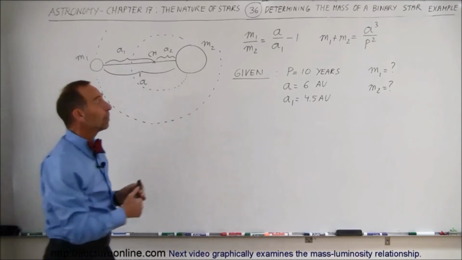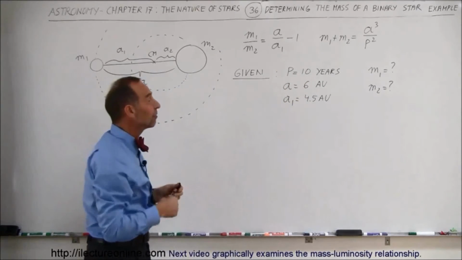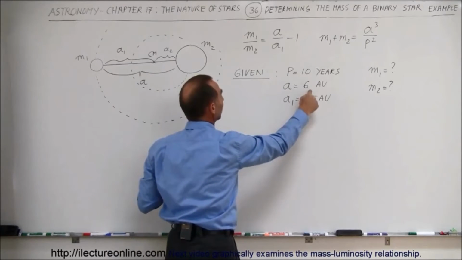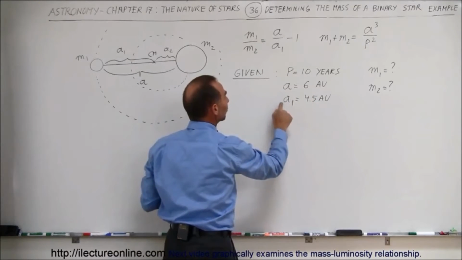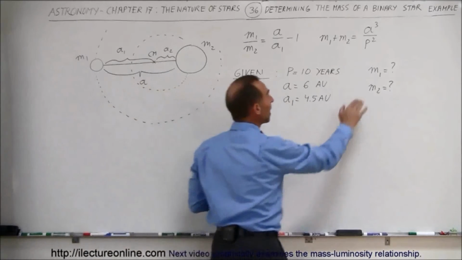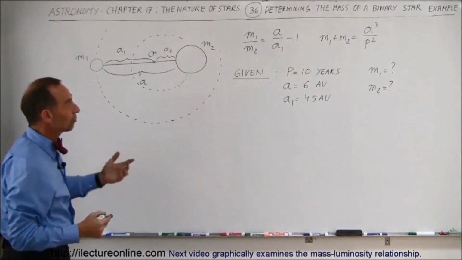And so let's say in our example that the period is 10 years, that the small star takes 10 years to revolve around the large star, that the distance between the two is 6 astronomical units, and the distance to the center mass for the small star is 4.5 astronomical units, and we're supposed to find the mass of the two stars. So the first thing we're going to do is find the ratio of the two stars.